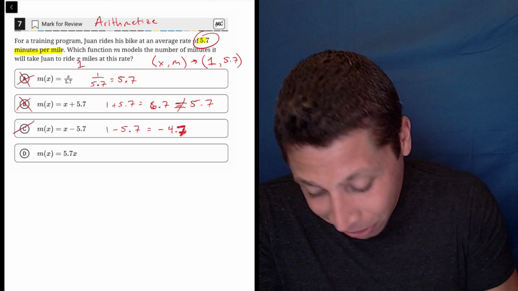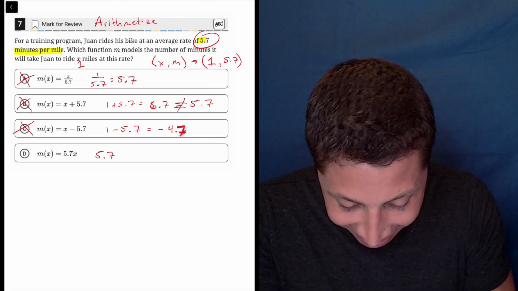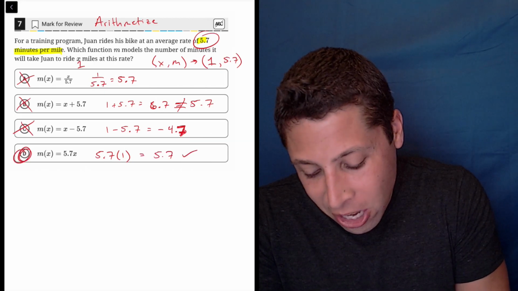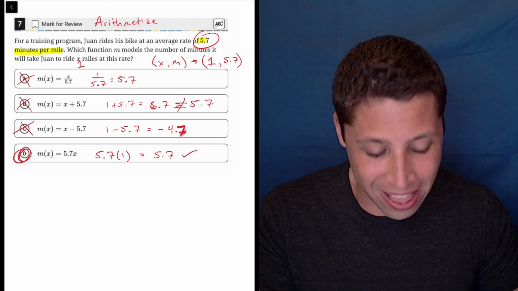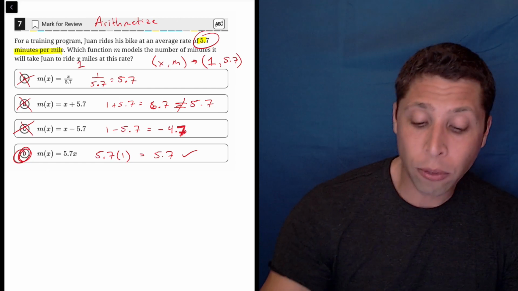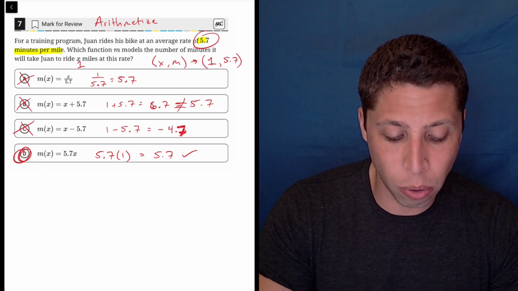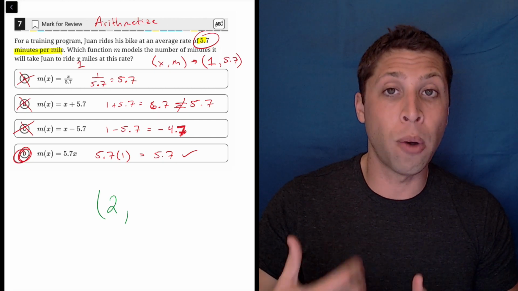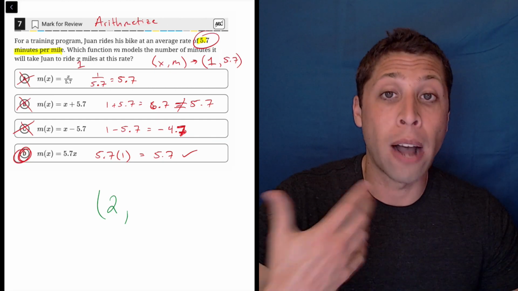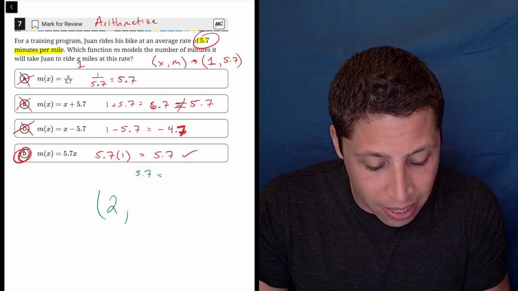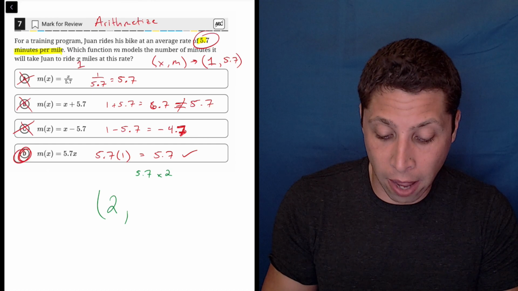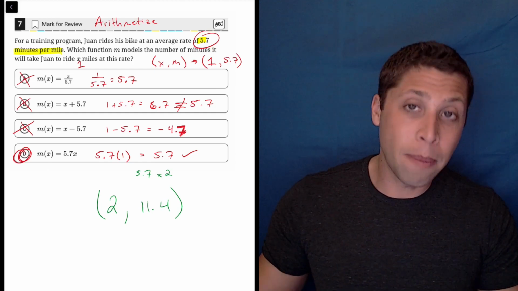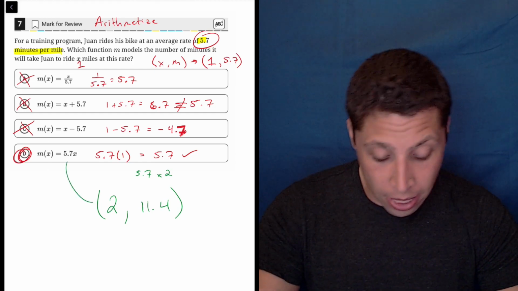And so that also clearly does not work, but here's some math I can do in my head. 1 times 5.7 is 5.7. So this is the only equation that they give us that fits the point that we would expect. Now we could have chosen other points as long as they make sense in the story. So if we had wanted to go 2 miles instead, we would have needed to do a little bit of math to understand how long it would take. It would be 5.7 times 2, which gives us 11.4. And the same thing, that point will work in this choice D.